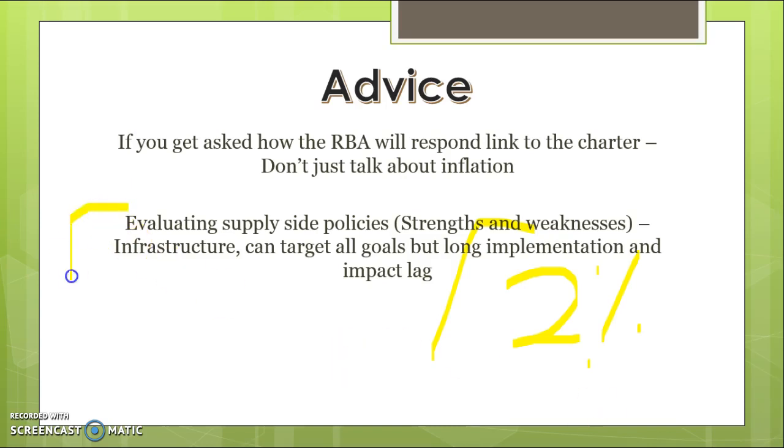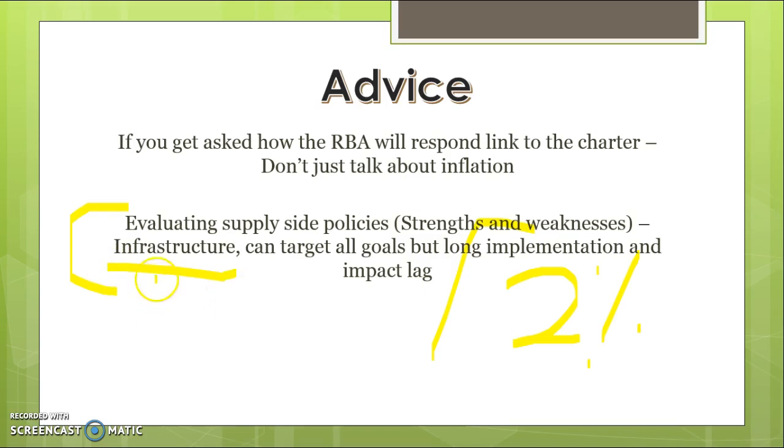Secondly, and this is completely different, when you're evaluating supply-side policies, my suggestion, and I was talking about this with someone today, is that it's good if you can talk about two things that are relevant to each other. So if you're looking at the strengths and weaknesses, for example, of supply-side policies, you could base your answer around infrastructure spending. So the benefits are that it can target all the goals simultaneously.